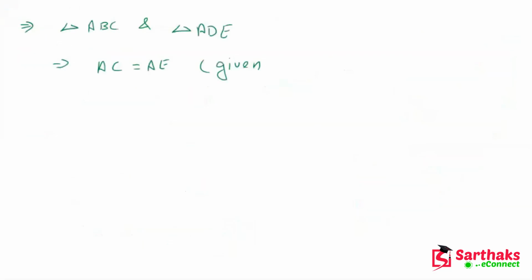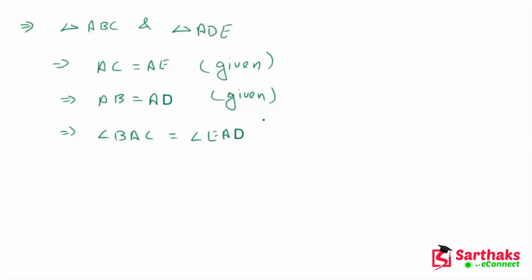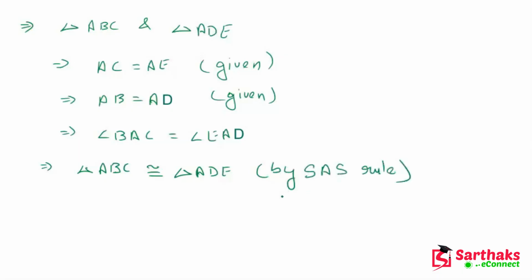So here we can write again AB equals AD, this is also given, and angle BAC equals angle EAD. So we can say that triangle ABC is congruent to triangle ADE by which rule? By the side angle side rule.